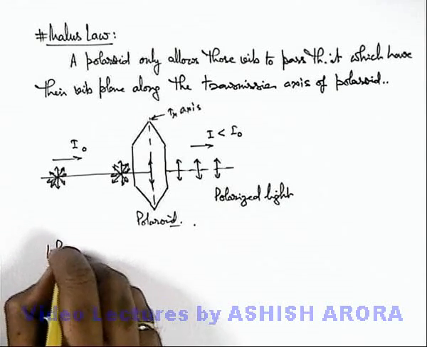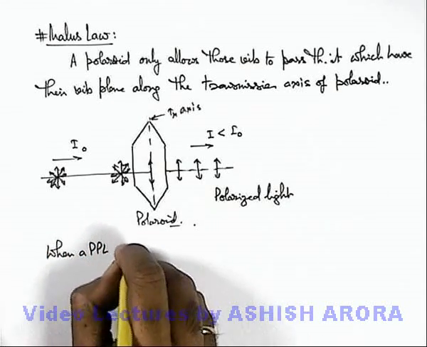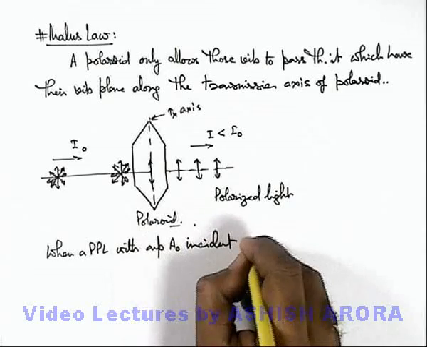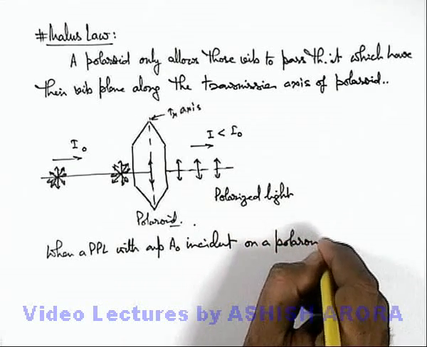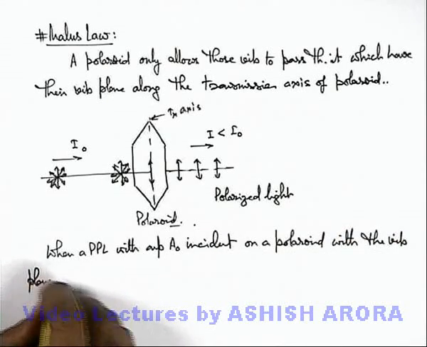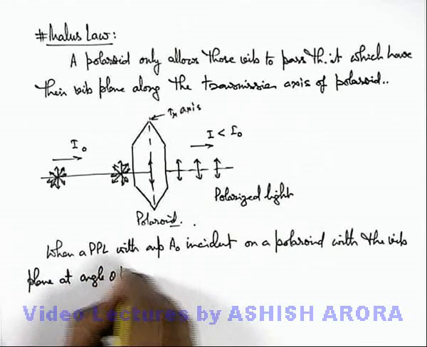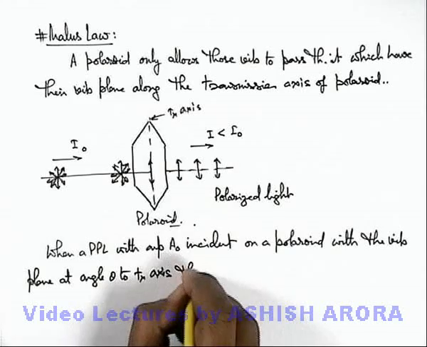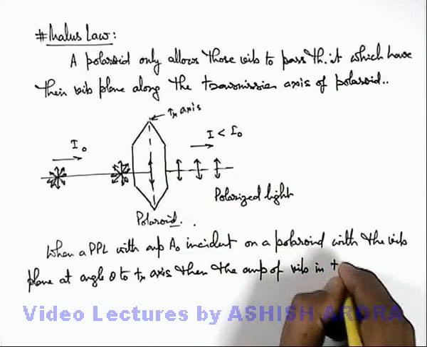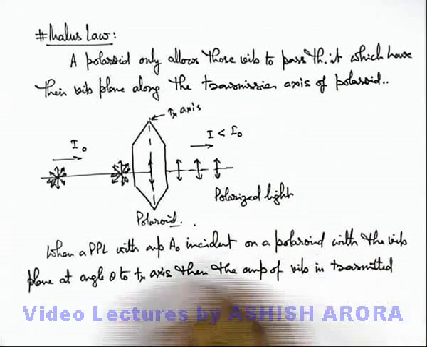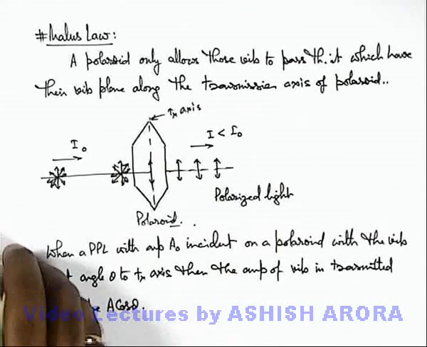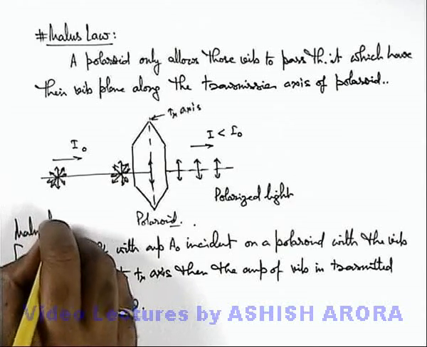Here we can write, when a plane polarized light with amplitude A0 is incident on a Polaroid, with the vibration plane at angle theta to the transmission axis, then the amplitude of vibration in the transmitted light will be A0 cos theta. This is what we term as Malus's Law.